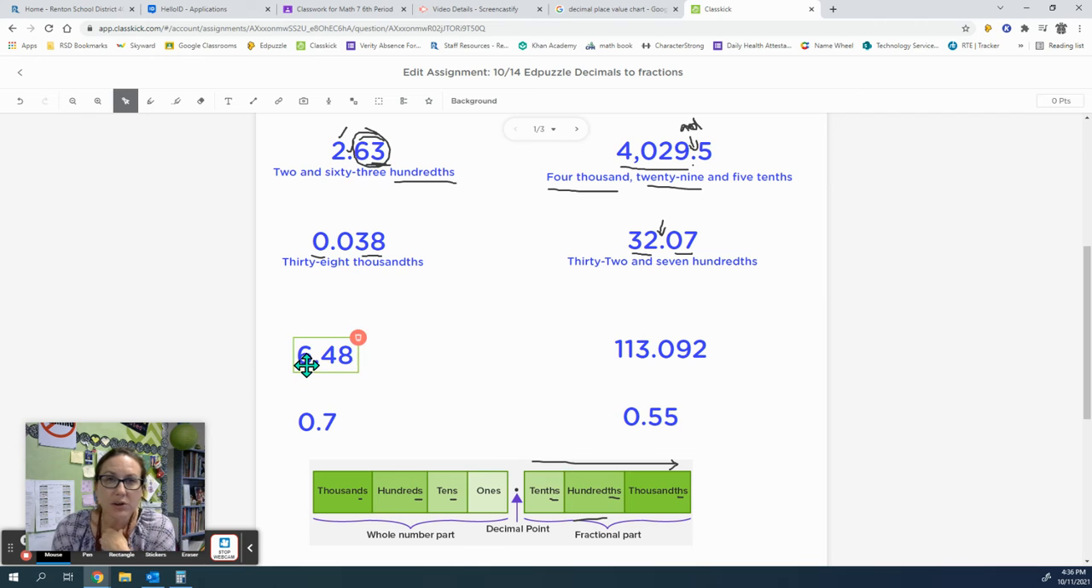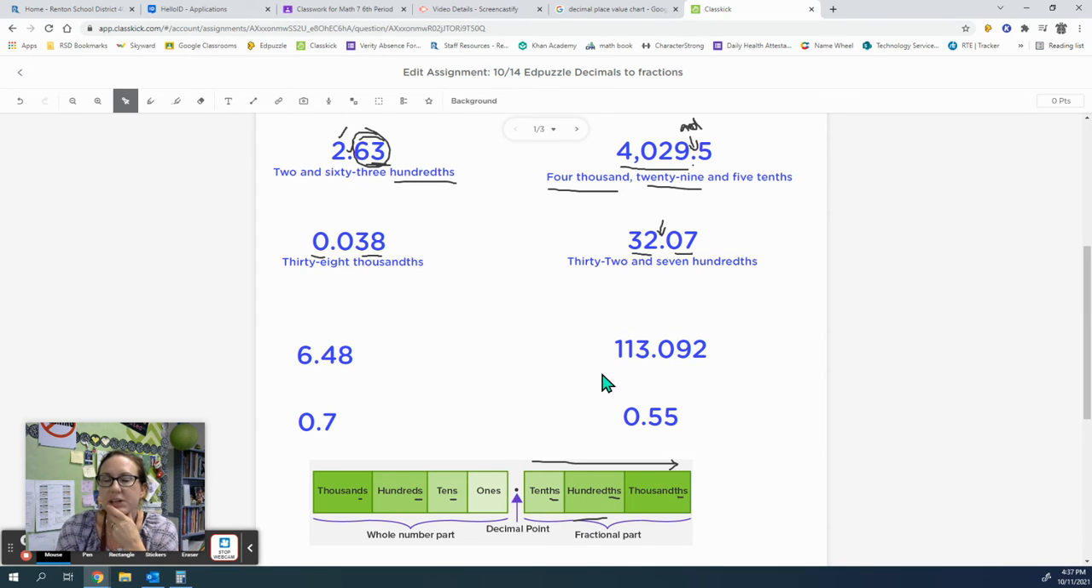Right, so how you say this is 6 and 48. The 8 is in the hundredths place, so 48 hundredths. 6 and 48 hundredths. Okay, let's try this one.